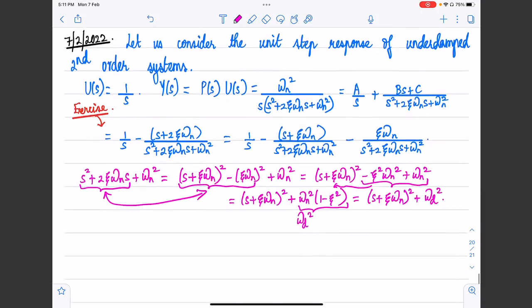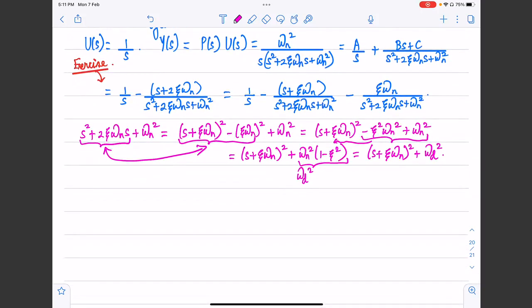So this exercise is what is called writing this second order term with complex conjugate roots as a sum of squares. Why is it called sum of squares? Because we have the result as a sum of two square terms: one term being s plus zeta omega n, the other being the square of omega d. So this is what is called the sum of squares representation, essentially expressing this as a square sum. So that's what we are doing.